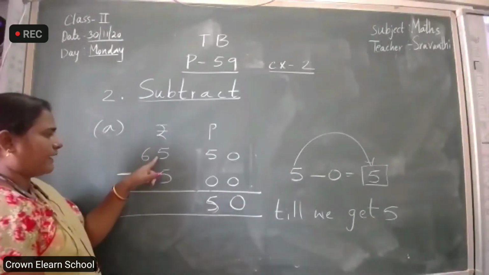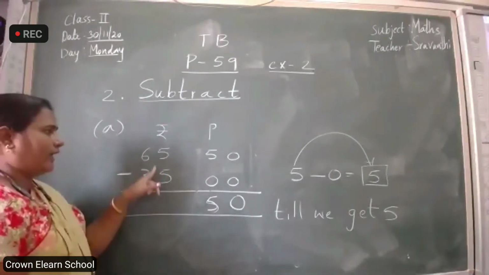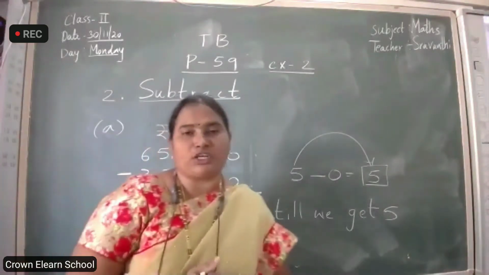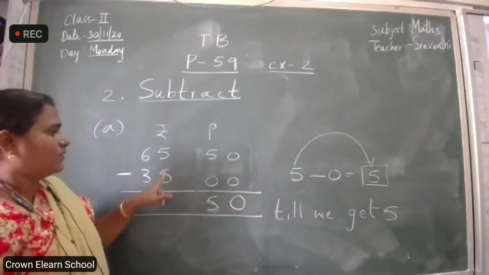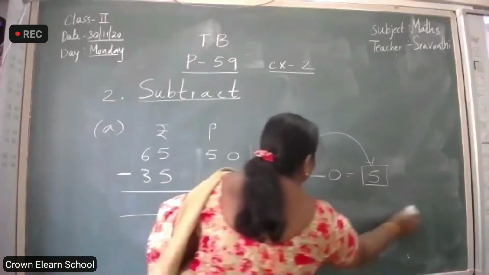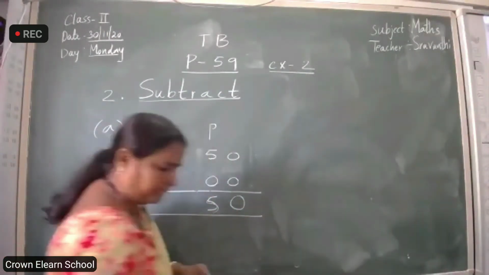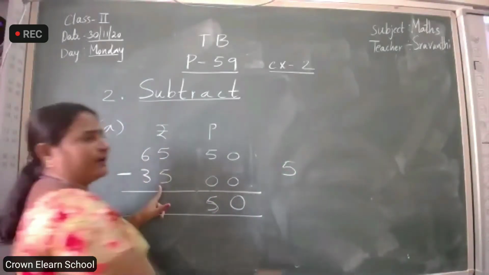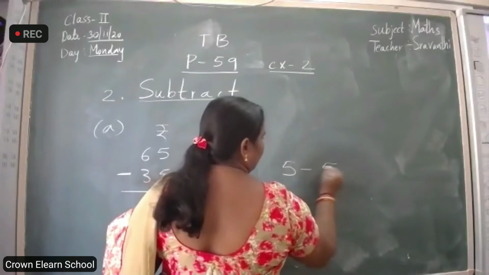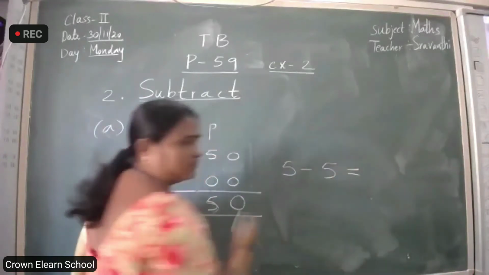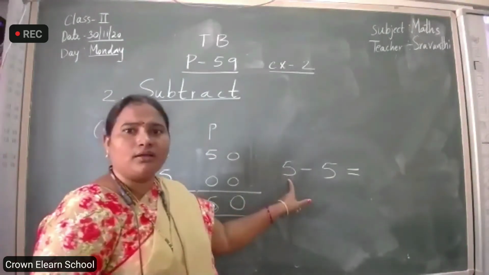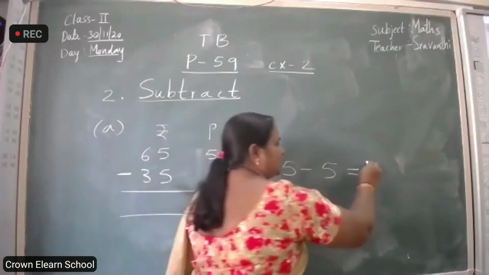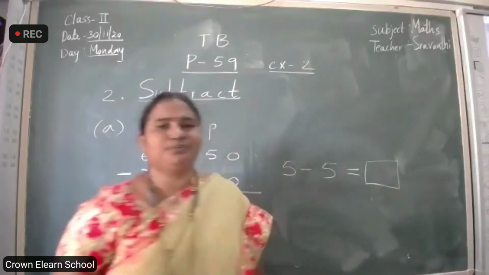Now let us subtract the ones place. Okay, 5, 5. This is also one property of subtraction. 5, 5, same. The first number is 5. The next number is also 5. We are subtracting the same number. 5 only. Now what is the answer? Do you know the answer?